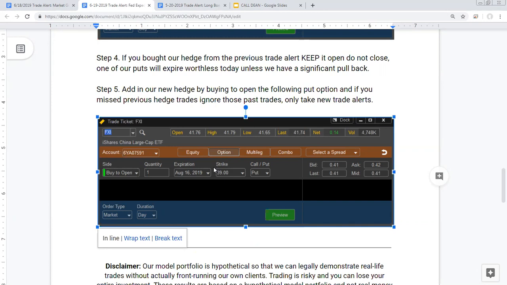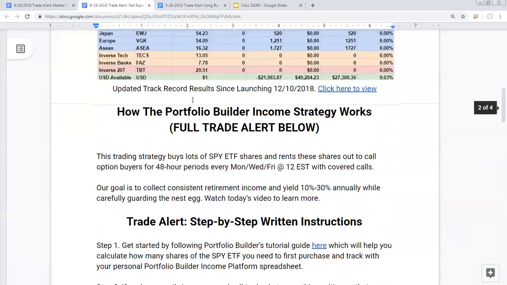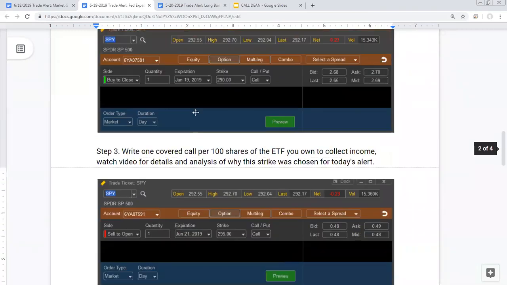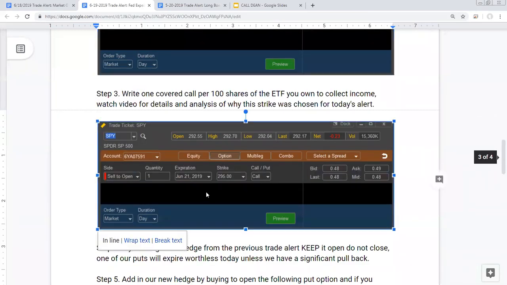And so no matter how you skin it, the best way to do it is to buy the asset and then sell the covered call. Okay, so this was our trade alert yesterday. And so tomorrow, what will we do? We will buy to close this position. Let me pull up the actual ticket.